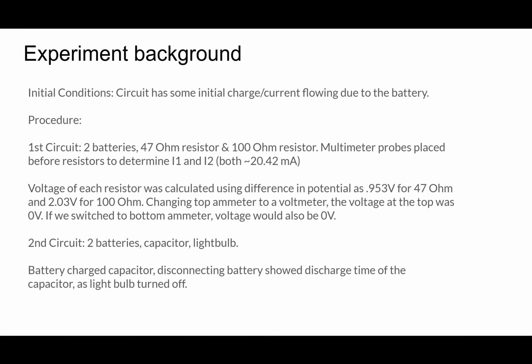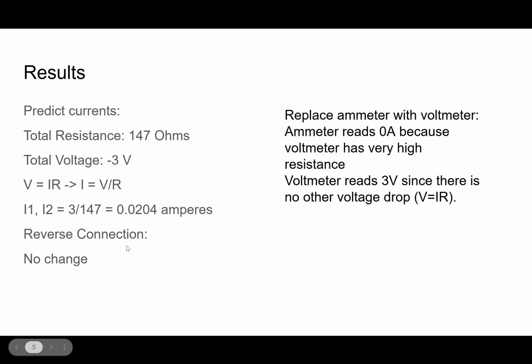So these are just some of the experiment backgrounds. Initial conditions: the circuit has some initial charge and current flowing through due to the battery. So yeah, these are just some circuit backgrounds. And these were our results.